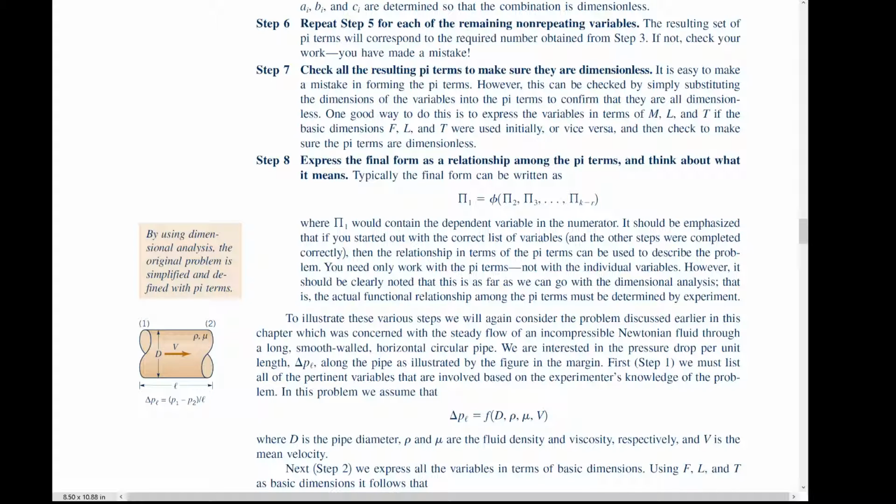It should be emphasized that if you start out with the correct number and the correct list of variables, and the other steps were completed correctly, then the relationship in terms of the pi terms can be used to describe the problem. You need to only work with the pi terms, not with the individual variables. However, it should be clearly noted that this is as far as we can go with the dimensional analysis. That is, the actual functional relationship among pi terms must be determined by experiment.